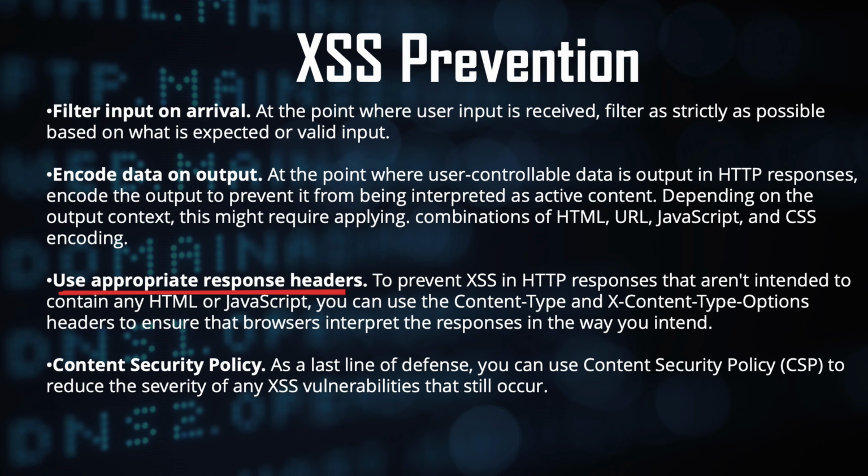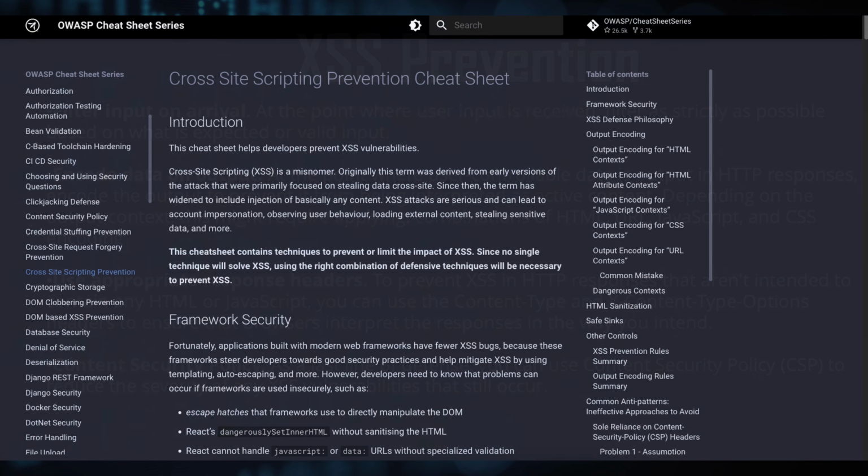To the third point, modern browsers can interpret the responses in the way you intended by checking response headers. Make sure you use the right content type and X-Content-Type-Options headers to prevent XSS. And lastly, use content security policy so that even if your website is vulnerable, the content security policy can minimize the impact and contain the blast radius of an actual exploit. OWASP has a great XSS prevention cheat sheet that you should definitely use while developing your software that could greatly help you in preventing XSS vulnerabilities.